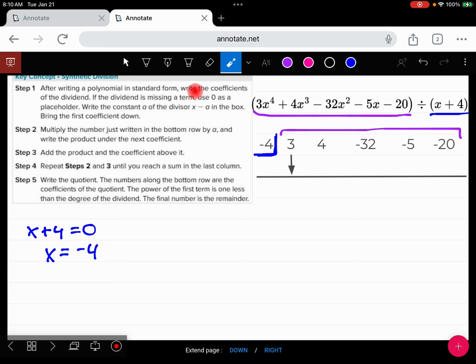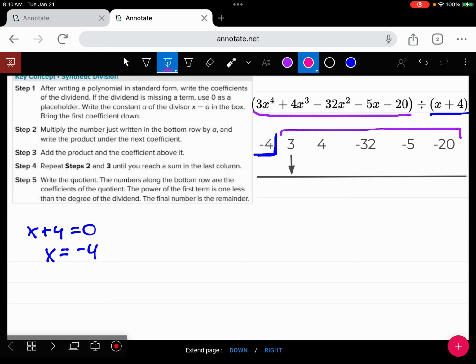So that's what our first step is. We write our polynomial in our standard form using the coefficients. So 3, 4, minus 32, minus 5, and minus 20. In the corner, in our box over here, we put our root.